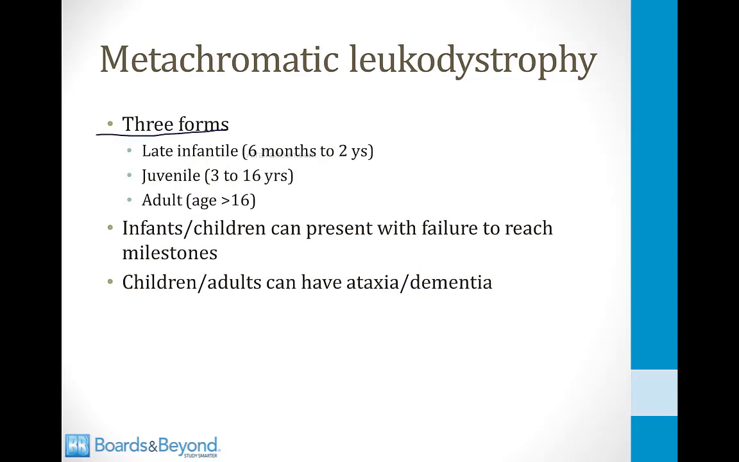There's a late infantile form that affects babies, and then there's a juvenile form and an adult form. And so infants and children who have this are going to present with failure to reach their milestones. So they're not going to start crawling when they're supposed to or walking when they're supposed to. And that's why when you do a pediatrics rotation, you spend a lot of time making sure the baby is at the appropriate activity level for its age range, because if it's not, it could have something like this. Children and adults are going to present with ataxia and dementia from all the central nervous system demyelination.